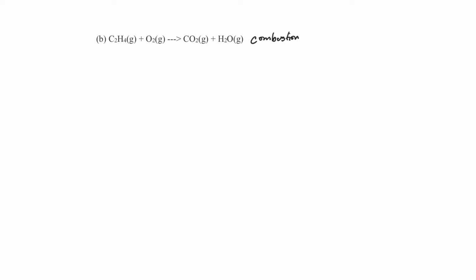So let's balance this. We'll start with the carbon. There's 2 on the left. I need 2 on the right, so I'm going to put a 2. Remember, you can only do coefficients. You cannot change the subscripts at all. I'll do hydrogens next. I've got 4 on the left, 2 on the right, so I'm going to put 2 there to make that 4.